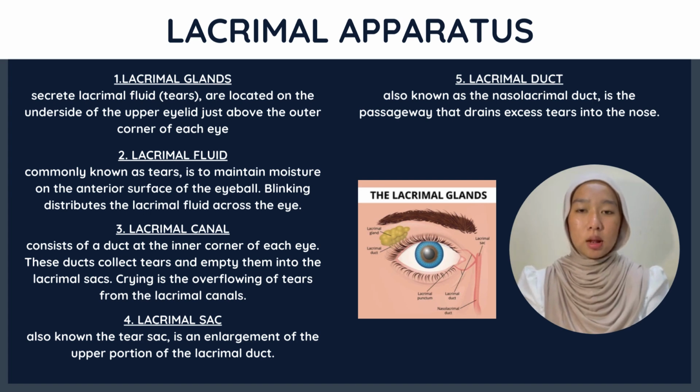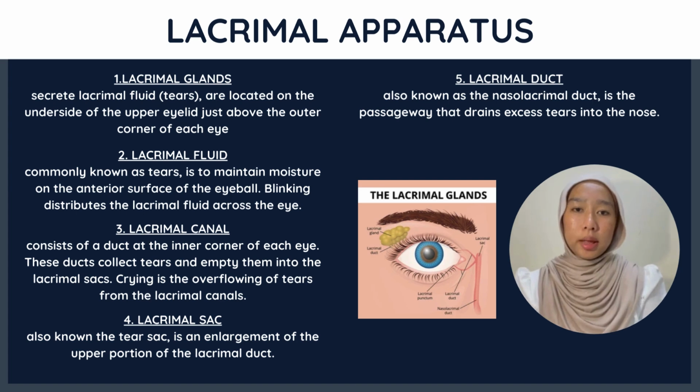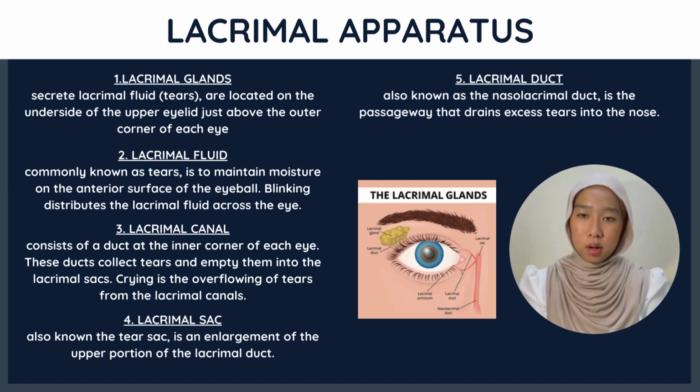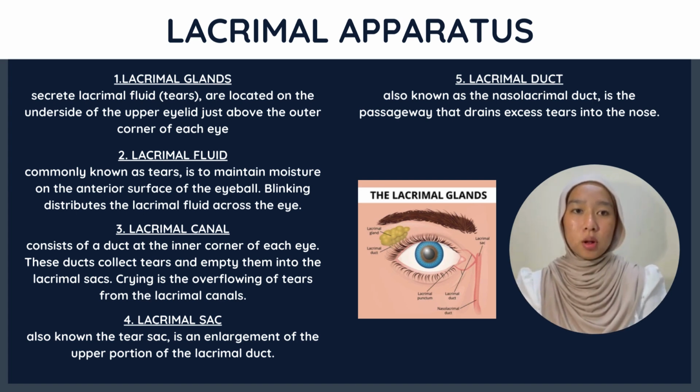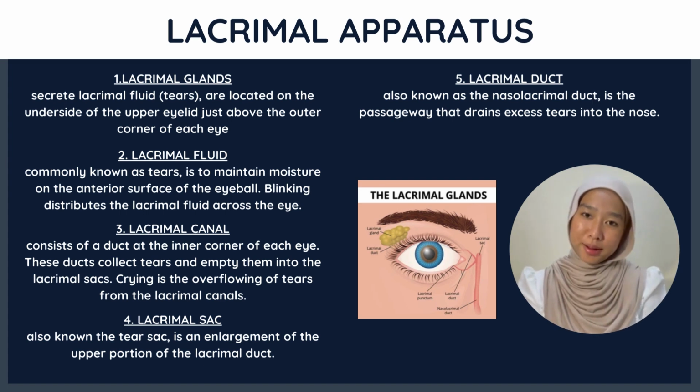The second one is lacrimal fluid. It is commonly known as tears, which maintain moisture on the anterior surface of the eyeball. Blinking distributes the lacrimal fluid across the eye.